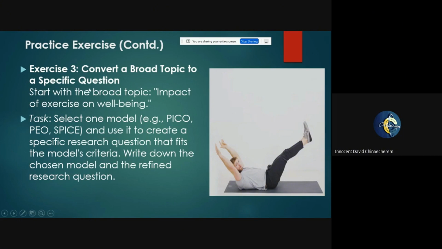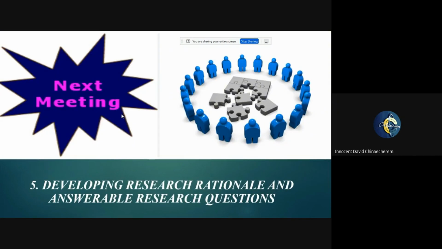And we have the third exercise, which is converting a broad topic to a specific question. So this is something very broad. You can also attempt this and get it done. So in our next section, we'll be looking at developing research rationale and answerable research questions. And also here we'll touch on highlights of gap identification.